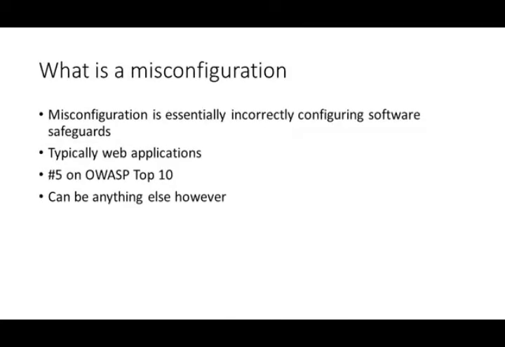Let's talk about what misconfiguration actually is. Well, just like it sounds, it's incorrectly configuring software safeguards or incorrectly configuring something else on the system, or forgetting to actually configure something on the system. This typically is more prevalent in web applications, but we can see this in any type of system, like a Windows system or a Linux system, and we forget to lock something down, or we actually open up something that we didn't intend to open up.